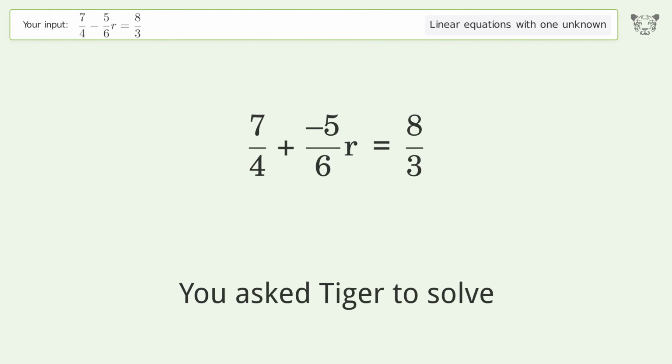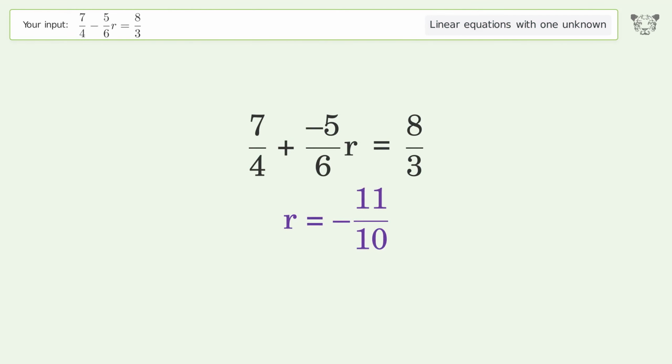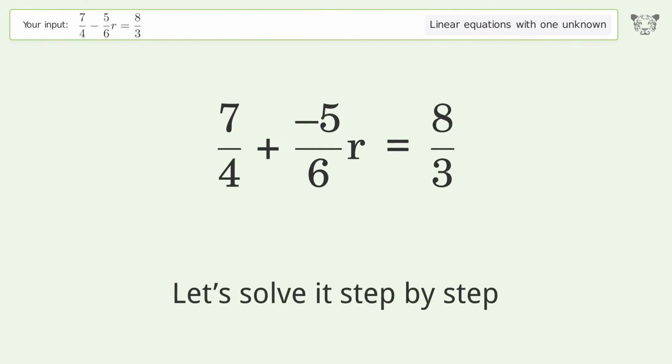You ask Tiger to solve. This deals with linear equations with one unknown. The final result is r equals -11/10. Let's solve it step by step.